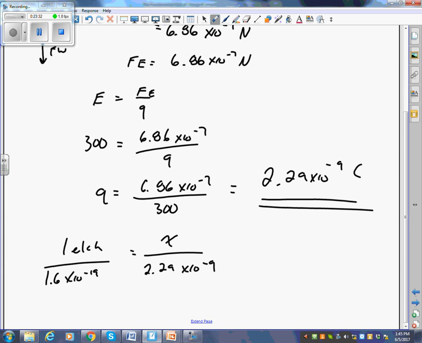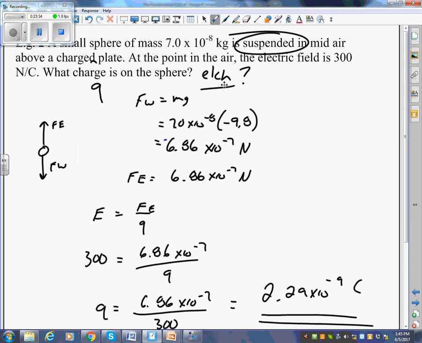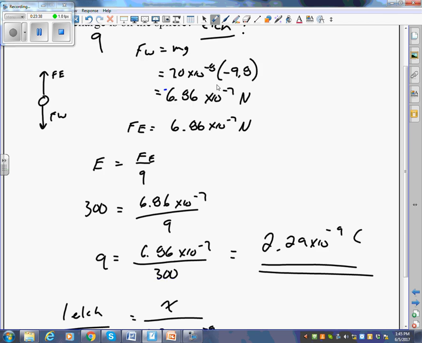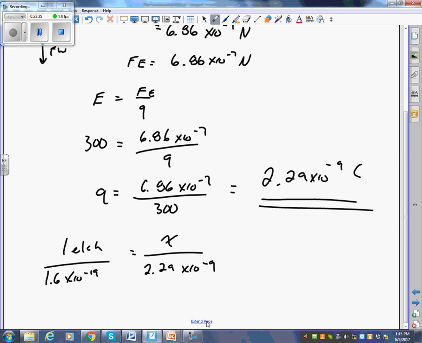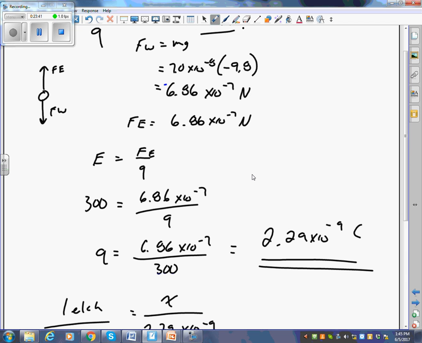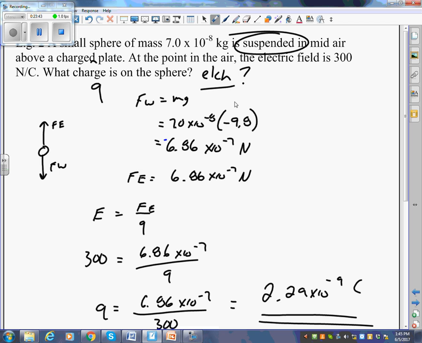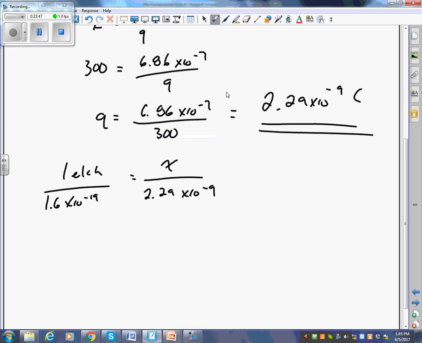They're asking for it in elementary charges. So it's 2.29 divided by 1.6. I said, what if it's asking for it in elementary charges? So we're now converting it to elementary charges, Jeff, right?